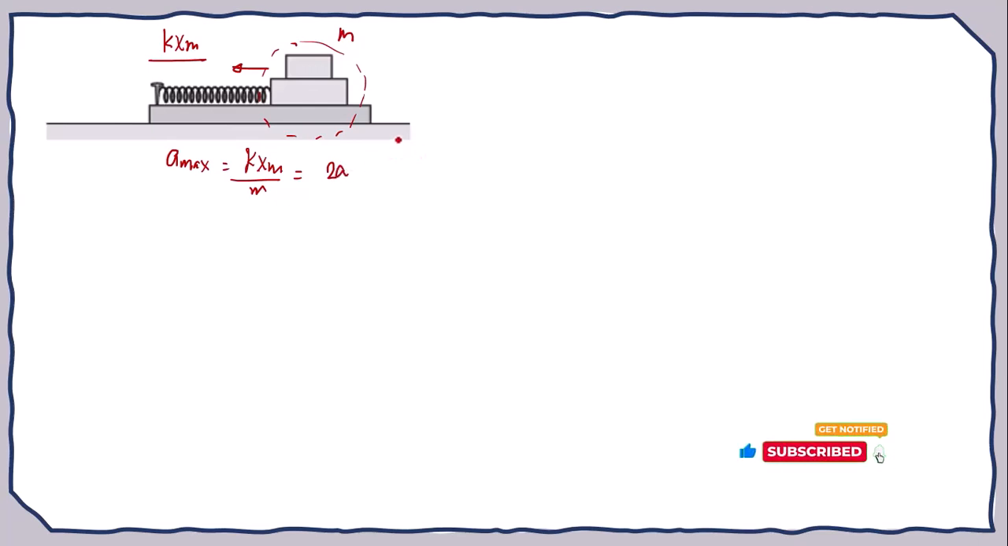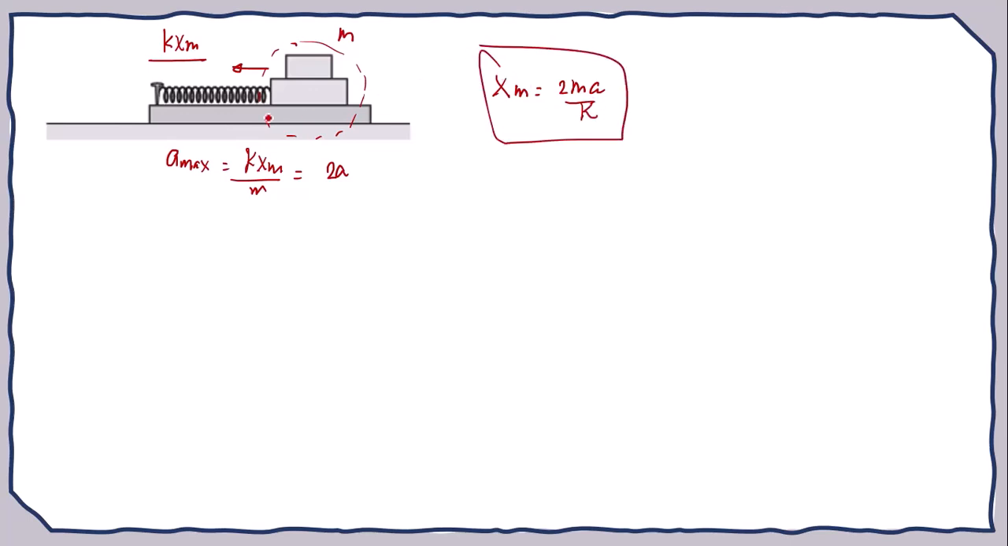Why? Because I have already got the value of xm equal to 2 times mA by k. So this is the maximum acceleration of the combined block system. If there is no slipping, then this is the maximum acceleration of the system, and it is only achieved whenever there is no slipping. That means this is nothing but equal to mu g.